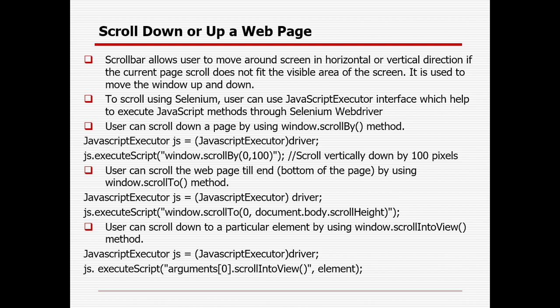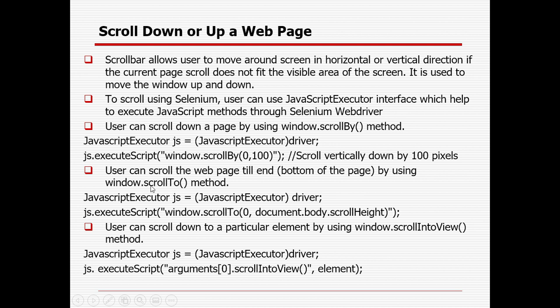Whenever you associate the Selenium JAR file in your project, all these classes and interfaces available in Selenium WebDriver can be accessed directly. The user needs to use the JavaScript executor interface, which helps to execute JavaScript methods through Selenium WebDriver. There are a lot of important functions available in the JavaScript executor. One is the window.scrollBy method, through which we can scroll a page by some pixels, either vertically or horizontally.